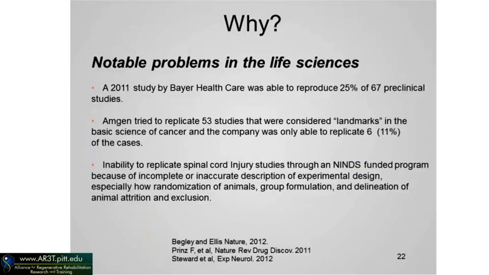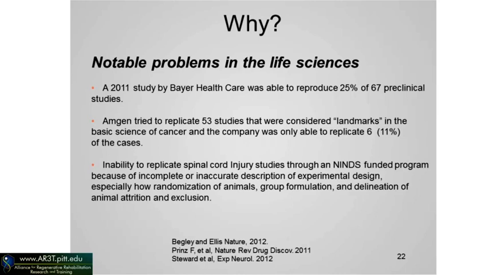So what went on in that meeting was a review of several interesting things that happened, and I'll just give you an overview of that. The first was that in 2011, Bayer Healthcare went back in-house and tried to replicate their studies. And to their surprise, out of 67 preclinical studies in this system, they could only replicate 25%. Doesn't that kind of worry you about what's going on in-house? And you think that what you're doing are really rigorous studies.